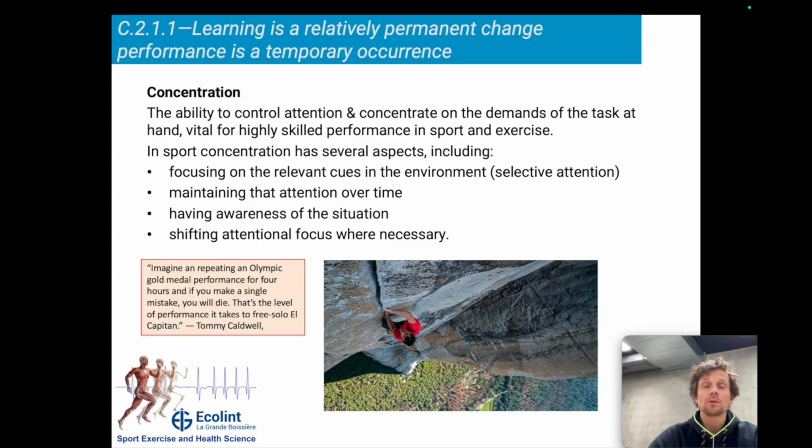A fellow climber, Tommy Caldwell, was once asked to try and put his performance in perspective. And he basically characterized it like this, saying, imagine repeating an Olympic gold medal performance for 4 hours, and if you make a single mistake, you'll die. That's the level of performance it takes to free solo El Capitan.